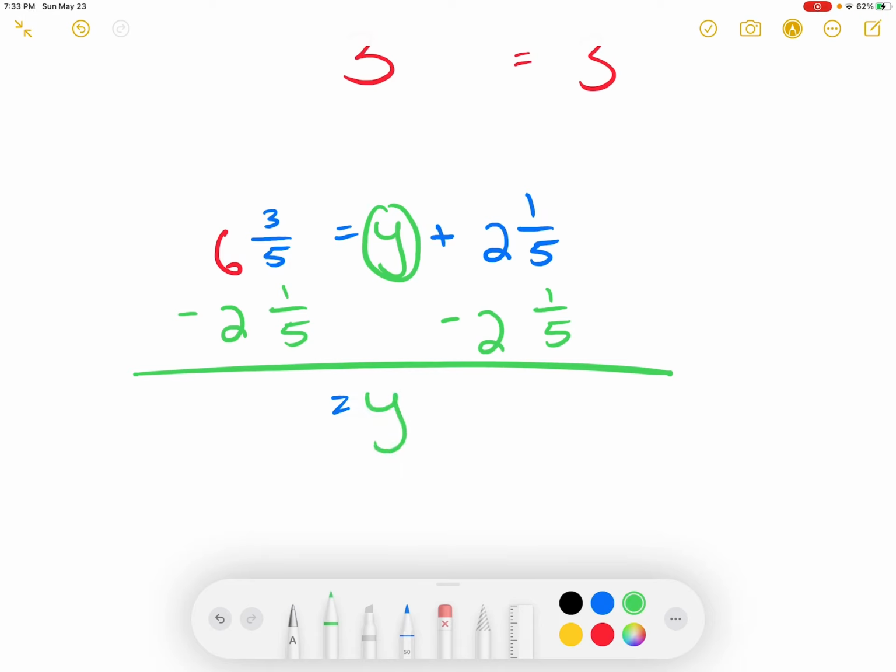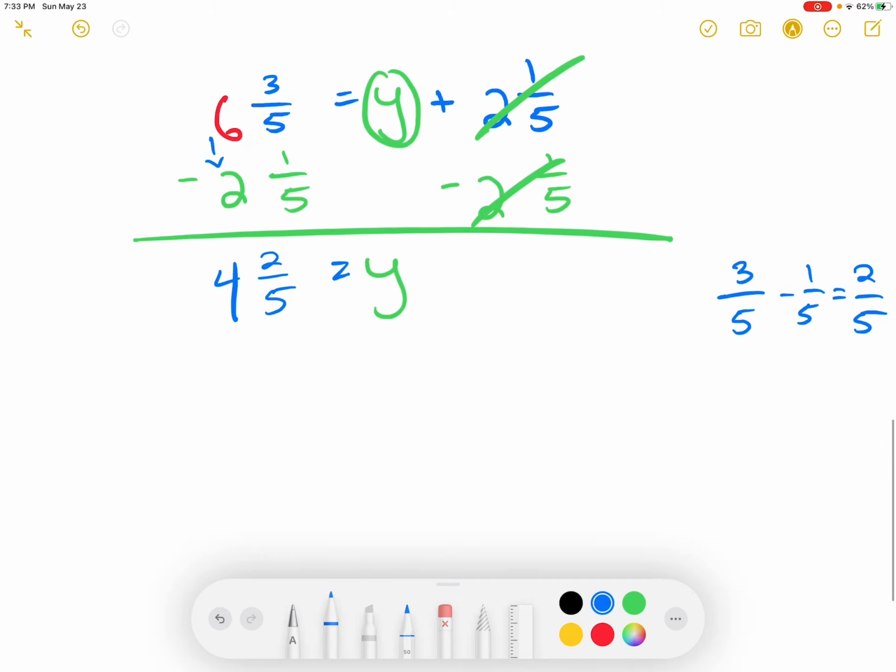So I say, well, y is going to be here. 2 and 1/5 minus 2 and 1/5 is going to cancel out, 0. Over here, I'm going to get 6 minus 2, which is going to be 4. 3/5 minus 1/5, same denominator, so we're good. 3 minus 1 is 2 over 5, so it's going to be 4 and 2/5. 4 and 2/5 equals y.